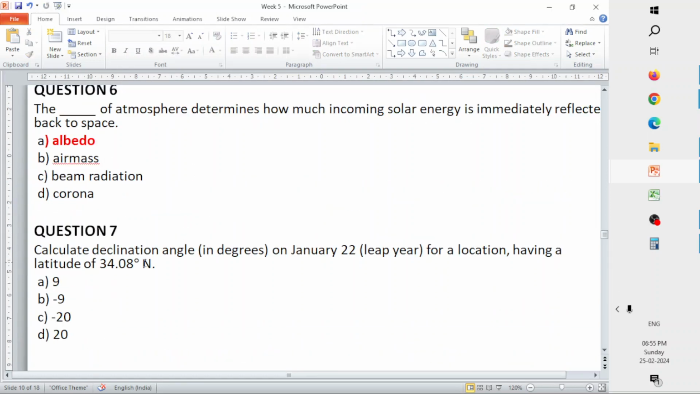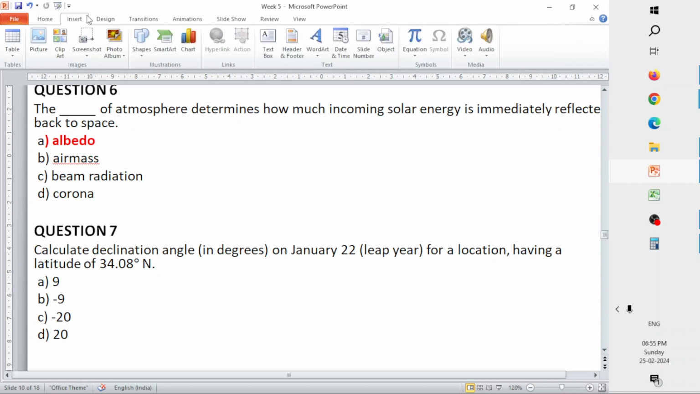Now again, it's a very simple but repeatedly appearing question. Calculate the declination angle on January 22, in a leap year, for a location having a latitude of 34.08 degrees north. Here the latitude is not something that we will be using for calculating the declination angle. So let's just calculate the value.